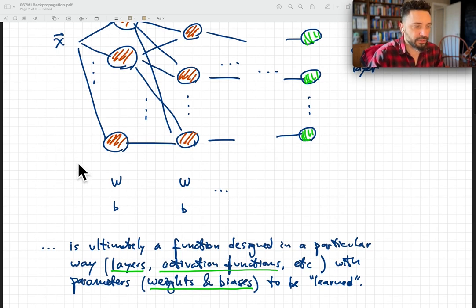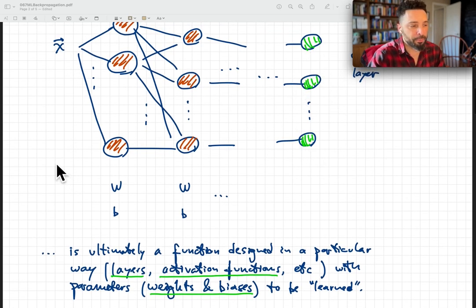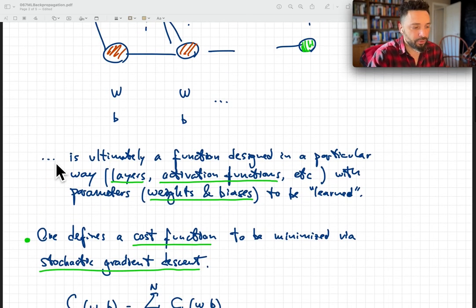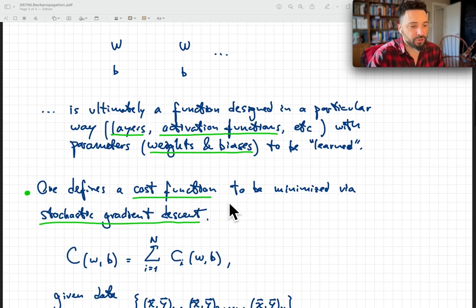So we're going to fit these weights and the biases so that the input x matches a desired output on the output layer. And that is fixed by some data and by some cost functions. So we're going to define a cost function, which is what we need to minimize. And usually we do that by a stochastic gradient descent.